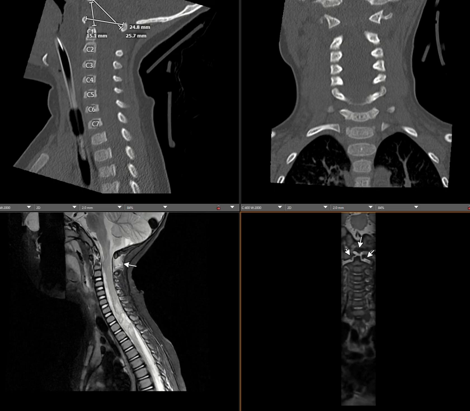So we already know that the tectorial membrane is torn, the apical ligament, and also we have a tear of the alar ligaments bilaterally. If I show you the actual sequence right there, we can look at the transverse ligament, which is in the posterior aspect of the odontoid process. We see that on the left side it is a little bit thinner compared to the right side.